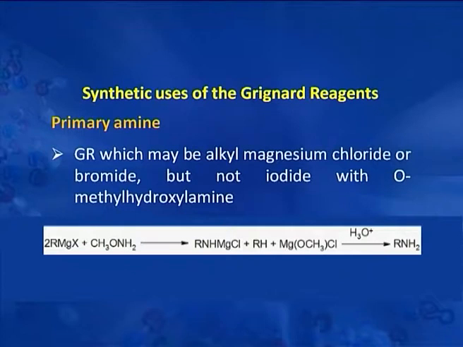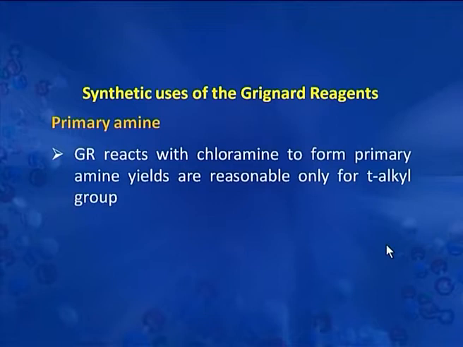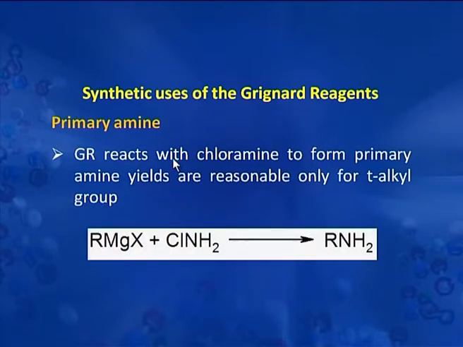Primary amine can also be prepared by Grignard reagent. The Grignard reagent may be alkyl magnesium chloride or bromide, but not iodide. With O-methyl hydroxylamine it gives us primary amine followed by hydrolysis. Grignard reagent reacts with chloramine to form primary amine. Yields are reasonable only for tertiary alkyl groups.